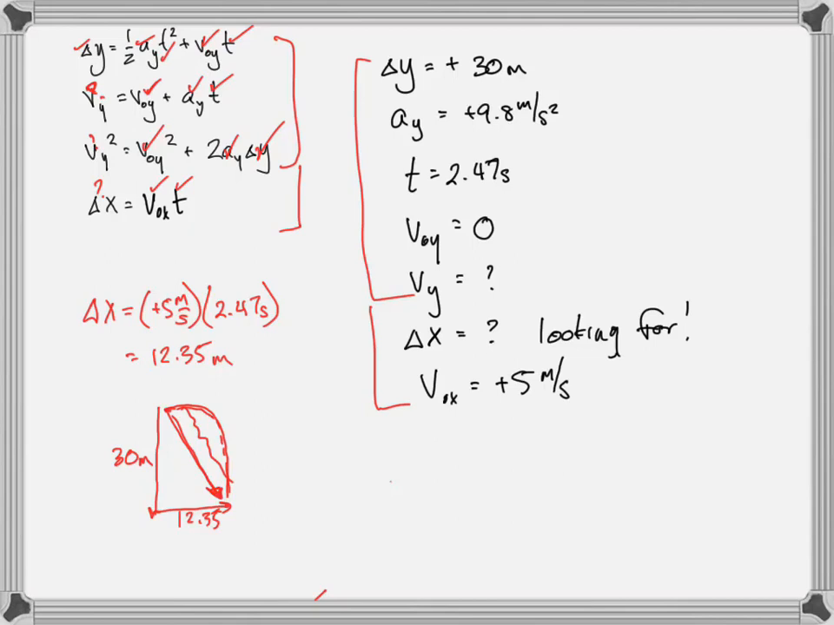So the displacement, in that case, the component form actually makes more sense. It's easier to figure out where it lands if we talk about the component form. 12.35 meters i, 30 j. Okay, so that's the answer to example 2.